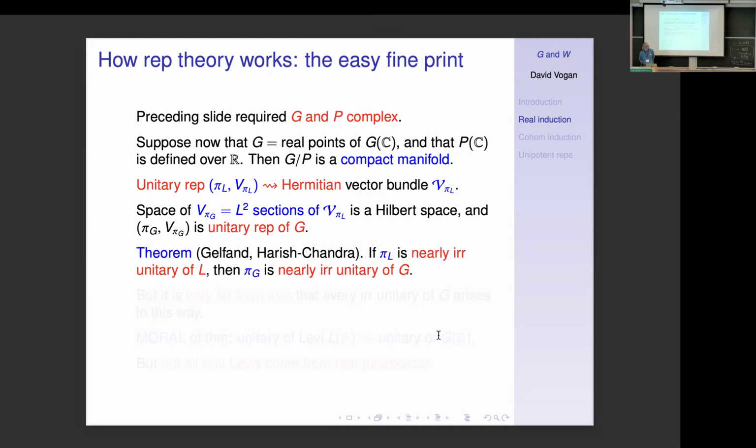And what Gelfand and Harish-Chandra proved is that if pi L is nearly an irreducible unitary representation of L, then pi G is a nearly irreducible unitary representation of G. The "nearly" refers to the irreducible. The unitary is absolute. So that's great, but it's very far from true that this is all of the irreducible unitary representations of G.